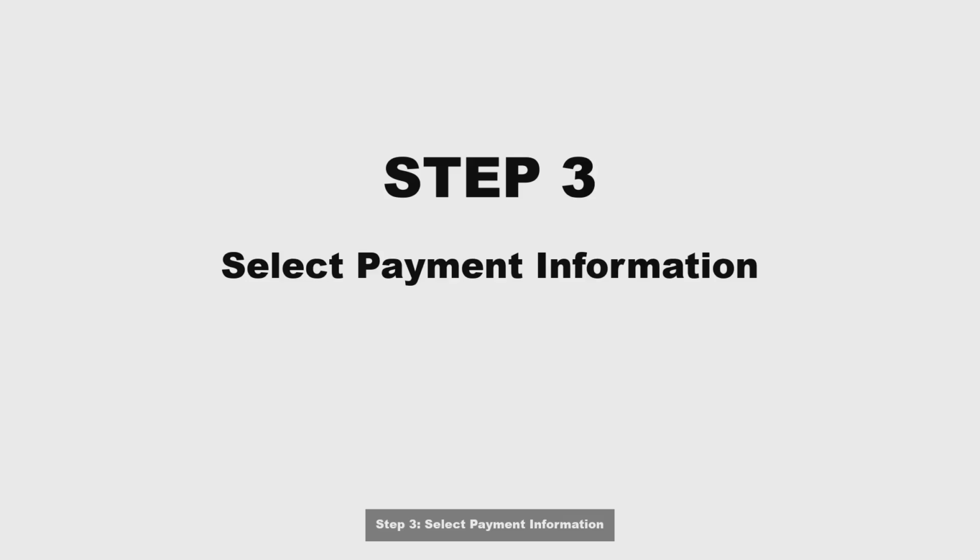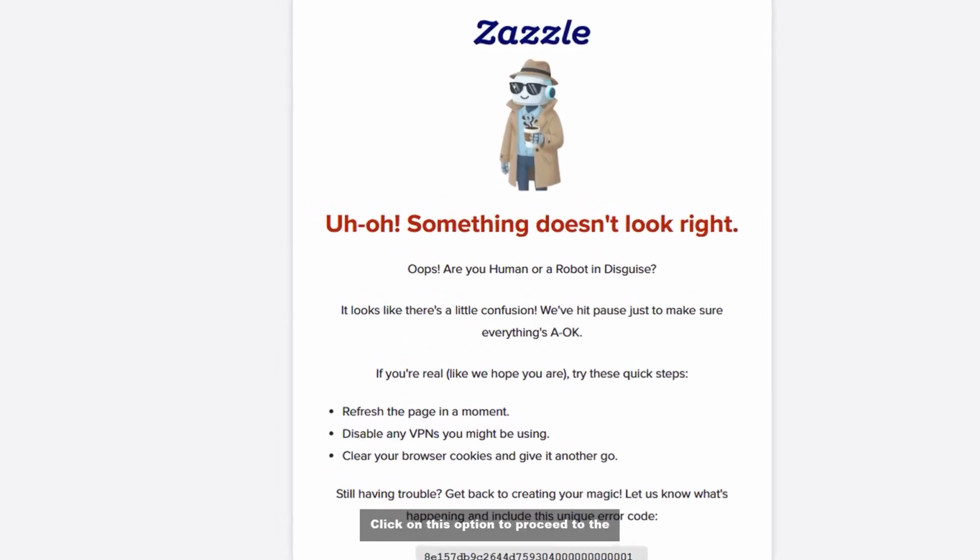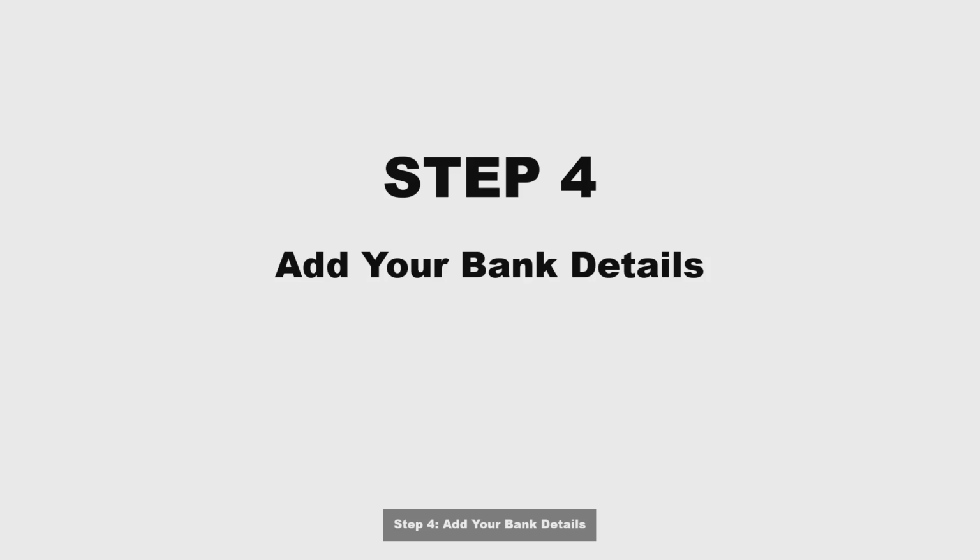Step 3. Select Payment Information. In the Account Settings menu, look for the Payment or Payment Information section. Click on this option to proceed to the payment setup. Step 4. Add your bank details.